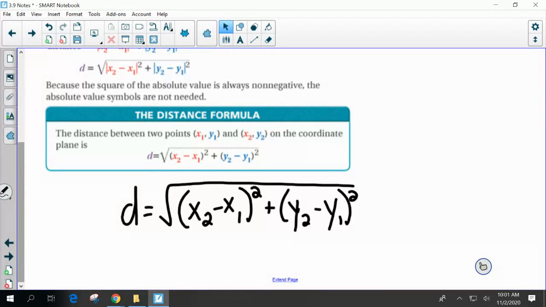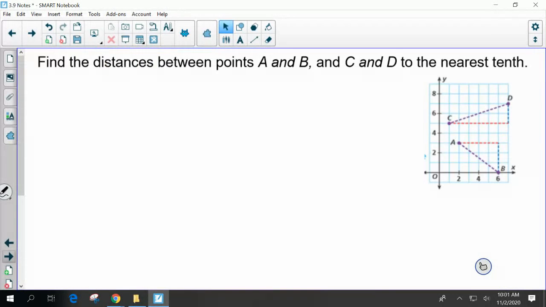And this looks a lot worse than it actually is. This really isn't that bad to do, even if it looks like it's going to be a lot and difficult. So the first problem is find the distance between points A and B and C and D to the nearest tenth. I'm going to show you two different ways you could do this problem. The first way is the distance formula. So the distance between A and B, you need to write your coordinates for A and B.